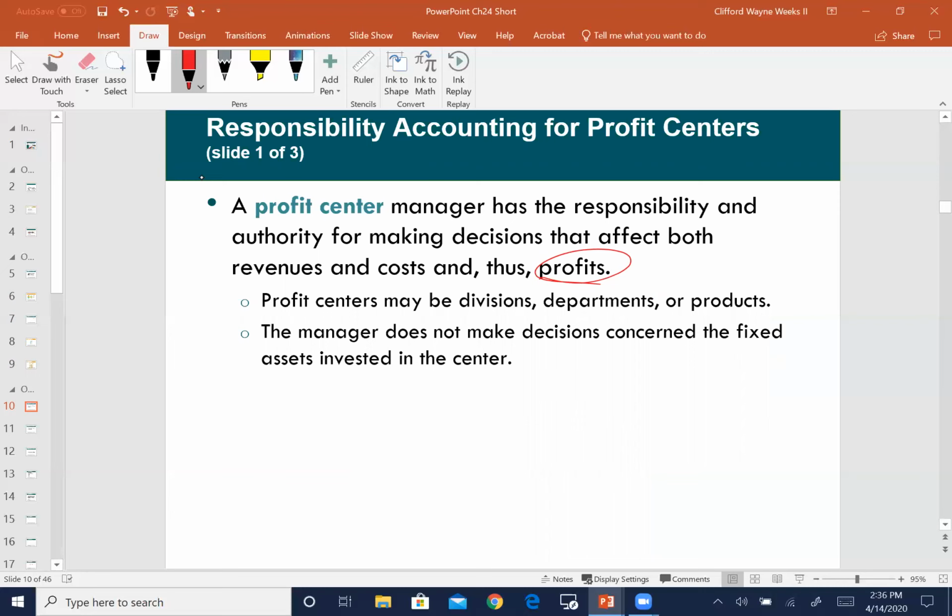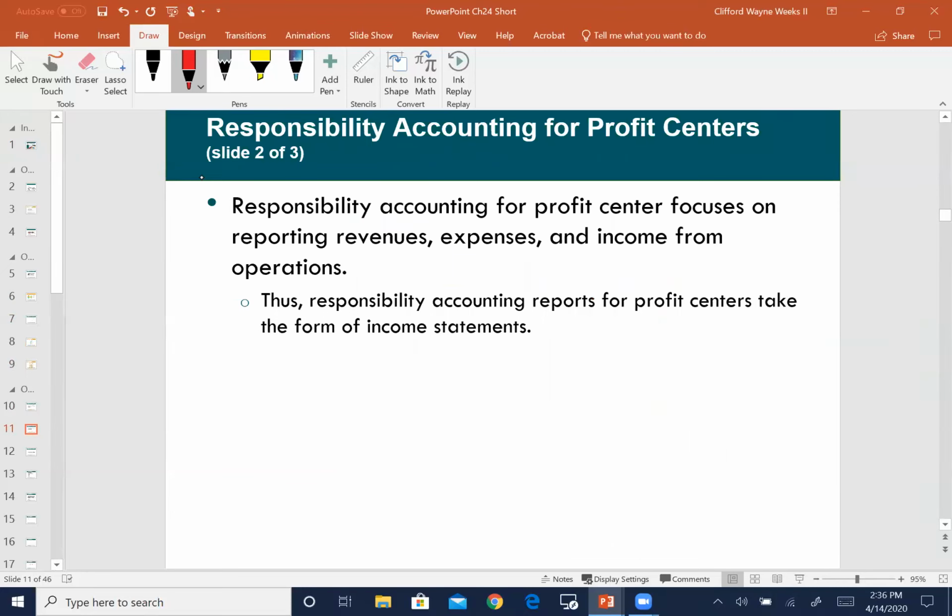We're going to use the example of Disney, where they have both an amusement park and a movie production, and really see the differences. However, responsibility accounting for a profit center focuses on reporting revenues, expenditures, and income from operations. Which means responsibility accounting reports the profit centers, and they start to look like the income statement.